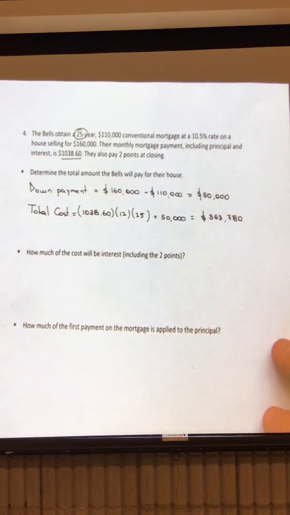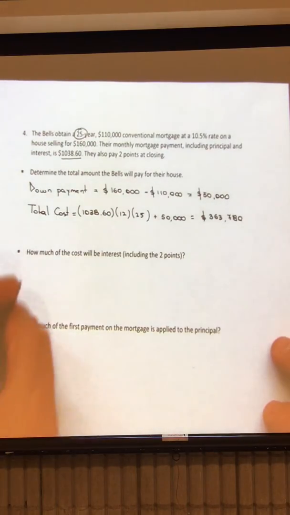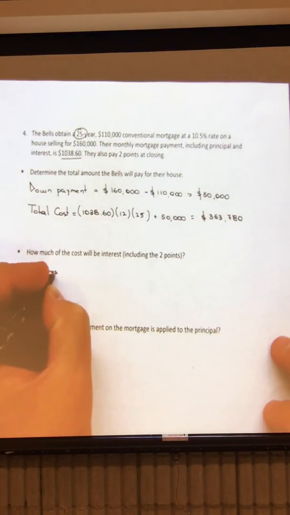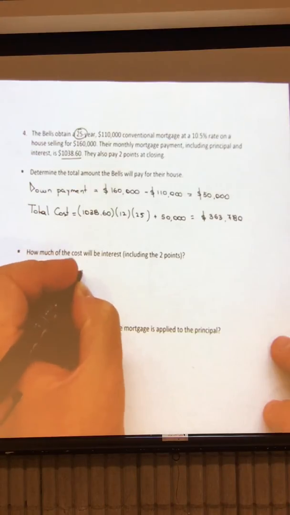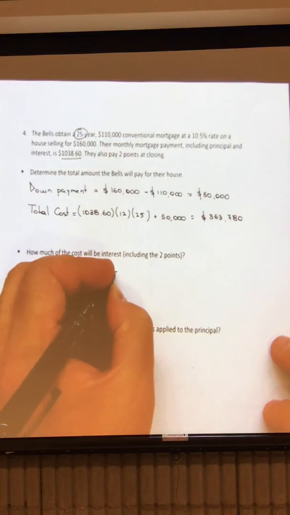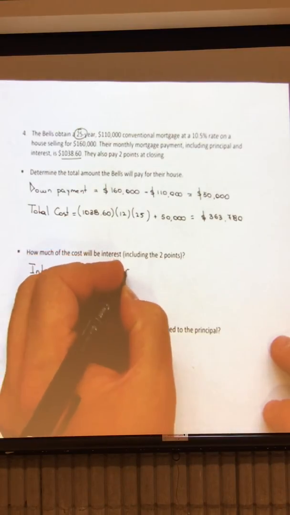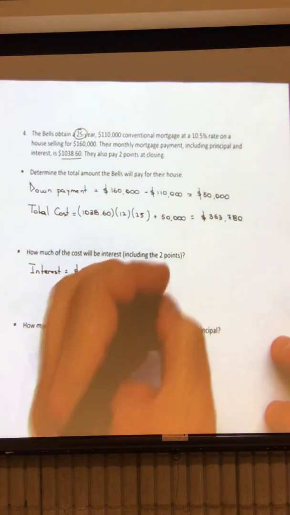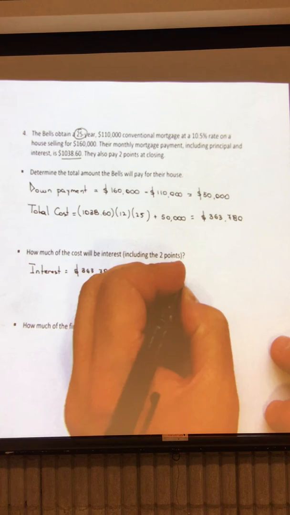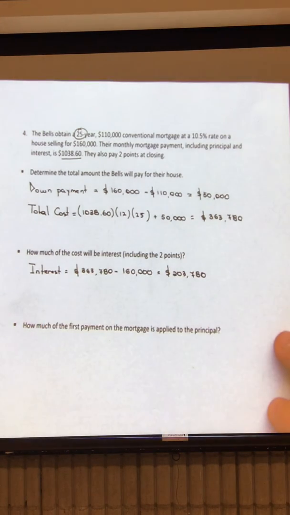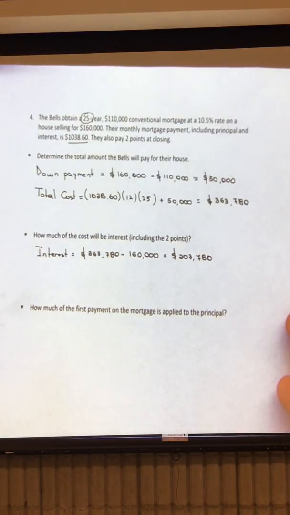Now, how much of the cost will be the interest? So in this case, it is going to be the difference between what they pay and the value of the house. So they pay $203,780 for interest. And how much of the first payment on the mortgage is applied to the principal?